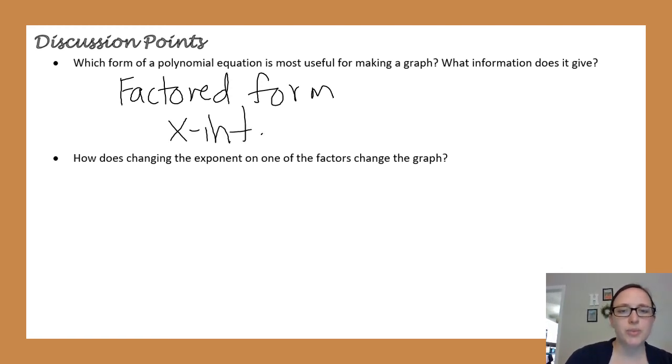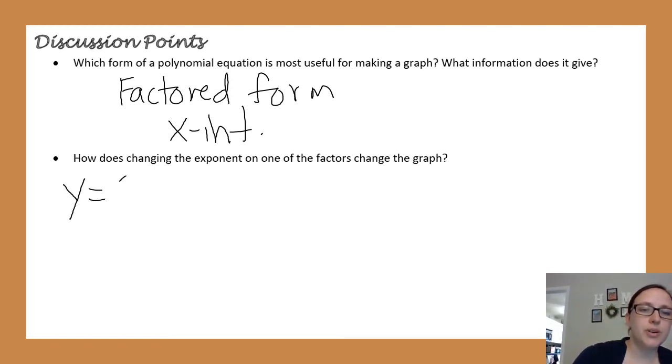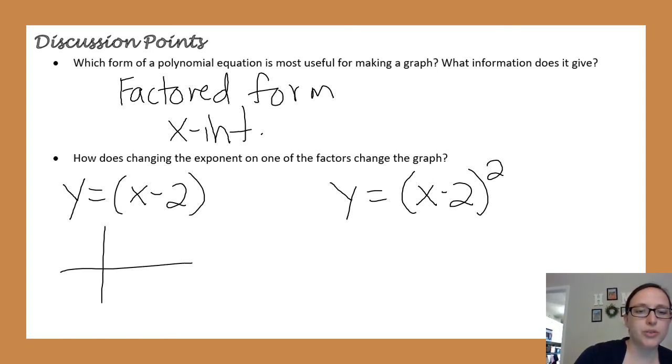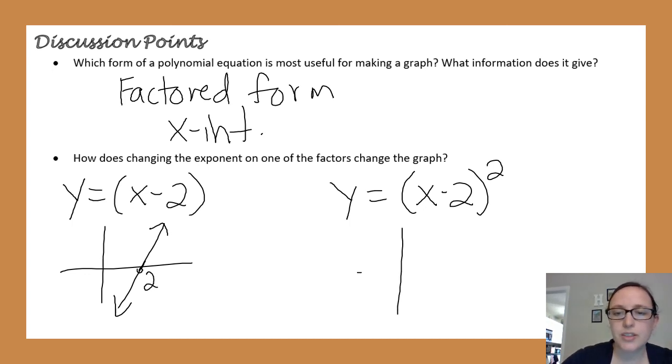How does changing the exponent of one of the factors change the graph? So remember back when we had from that second slide, x minus 2 versus x minus 2 squared. So this one goes through, well, they both go through 2 or touch 2. This one actually goes through at that x-intercept, whereas this one just bounces. So the exponent changes the way the graph acts at that x-intercept.